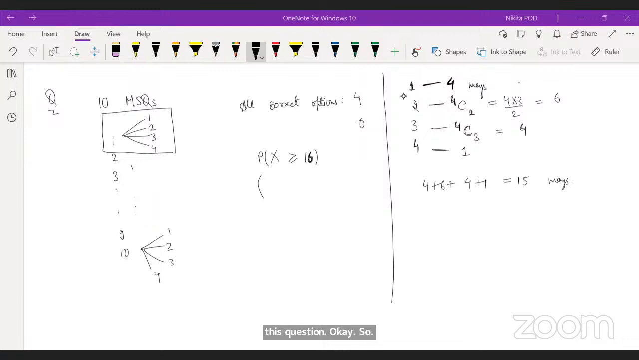Now we have to find the probability that x is greater than or equal to 16. What did I define x as? I defined x as the score. Score to be at least 16. Yeah, this is the score I'm talking about. And this will happen only if the student marks at least 4 questions correct.